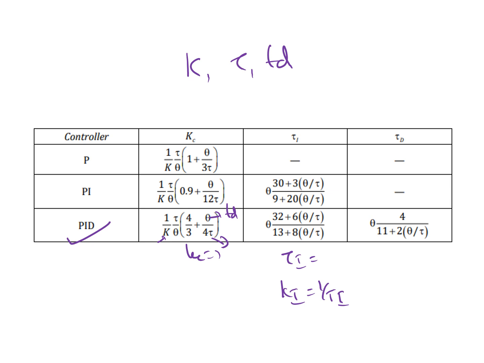This table can be used only if you know the values. So when do you know the values? When you break the loop between the controller and the final control element and observe the response. From the response, you calculate B by A, which is your K, and B divided by the slope, and this is the elapsed time.